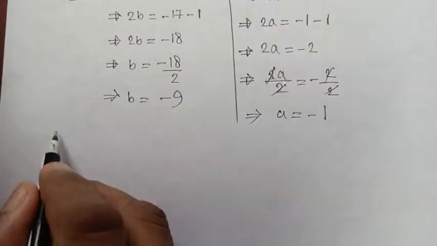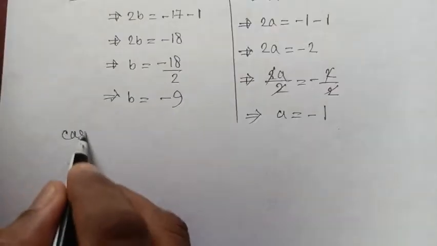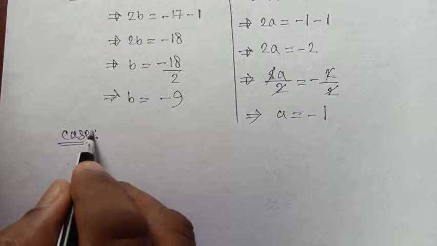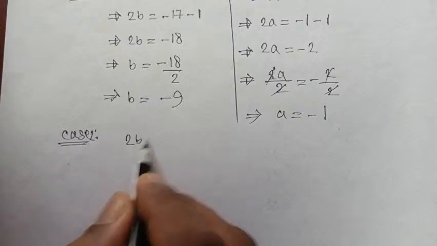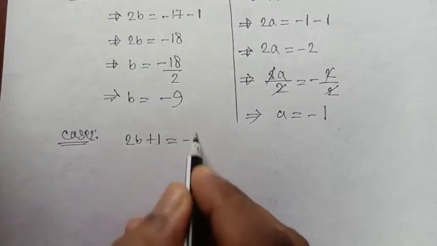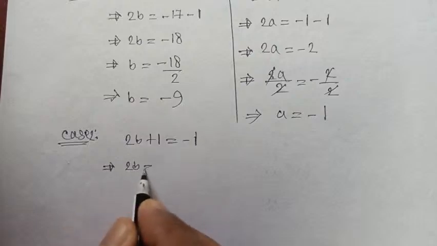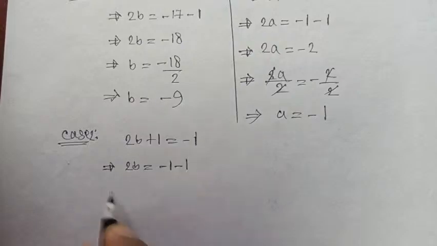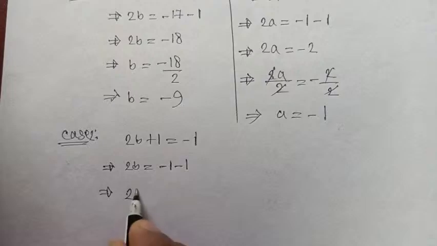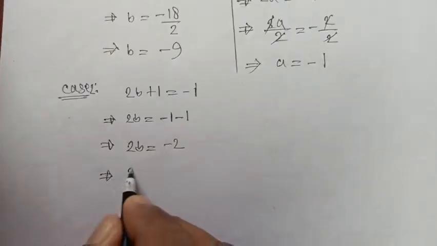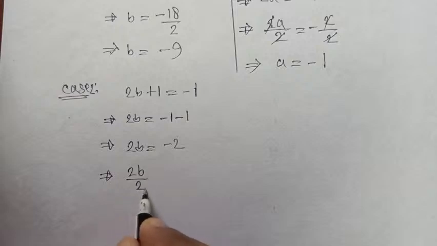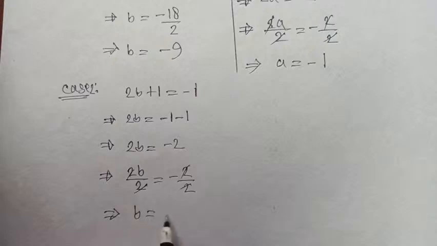Again for the second case, case 2, 2b plus 1 equals to minus 1, then 2b equals to minus 1 minus 1, then 2b equals to minus 2. If we divide by 2 both sides, it will cancel out, and we get the value of b is equal to minus 1.